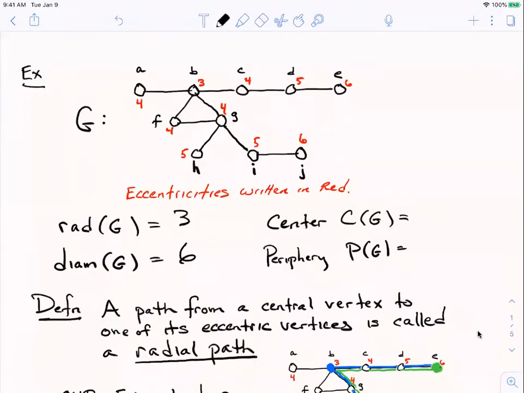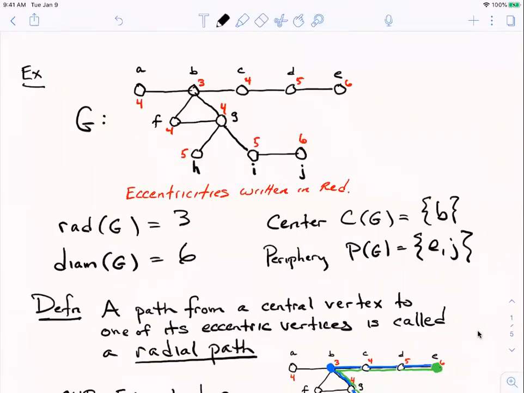The center of a graph is, by definition, the set of vertices whose eccentricity is the radius. So we're looking for all the vertices with eccentricity 3 in this picture, and it looks like there's just one of them. The center of this graph has a single node in it, and that node is B. The periphery of a graph is the set of vertices whose eccentricities equal the diameter. So there are 2 vertices in that graph whose eccentricity is 6, the diameter. They are E and J, and so the periphery has 2 points in it as well. All right, so that's just kind of a recap.